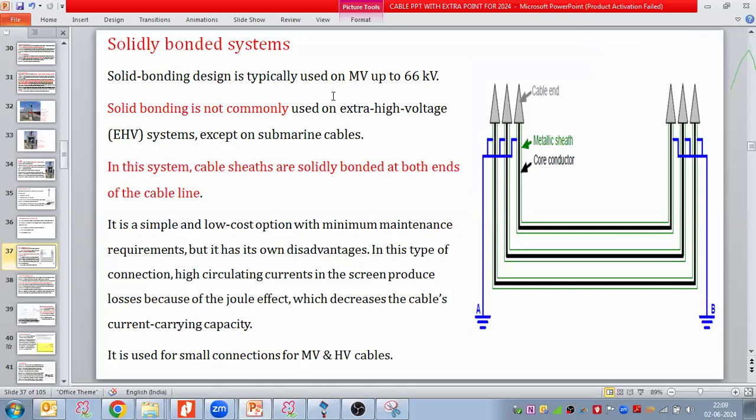Solidly grounded system is typically used on medium voltage, 3.3 kilovolt, 6.6 kilovolt, and could be used up to 66 kilovolt. Solid bonding is not commonly used on extra high voltage cable. This method is not used in EHV cables. It is used in medium voltage and high voltage cable till 66 kilovolt. Above 66 kilovolt, it is not used, except sometimes on submarine cables.